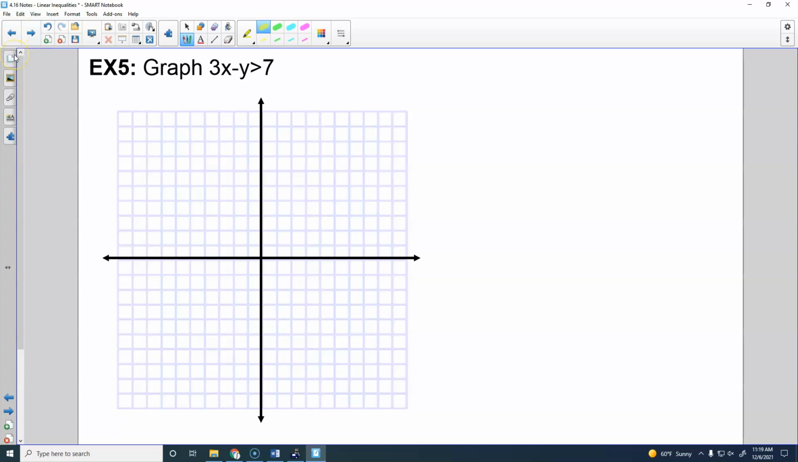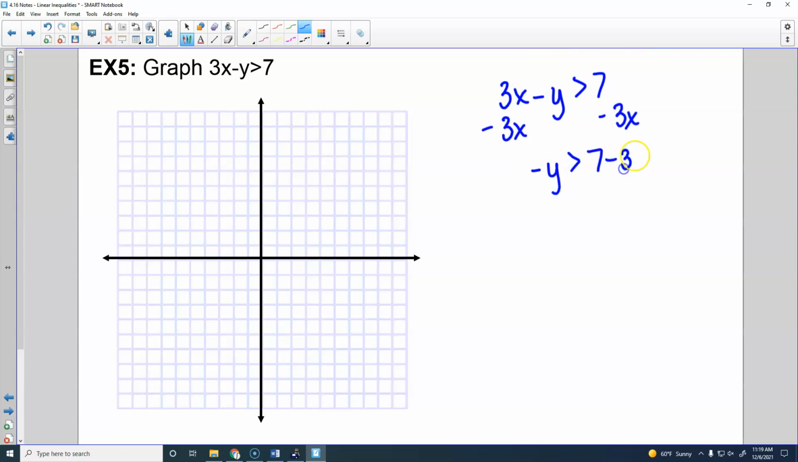All right, here's our last one that we're going to have to graph. So we've got 3x minus y is greater than 7. For this, tell me, Wade, what to do. Very good. So I got negative y is greater than 7 minus 3x. What do I do then? Good. What's that do to my sign right here? Flips it. What do I get on the other side?